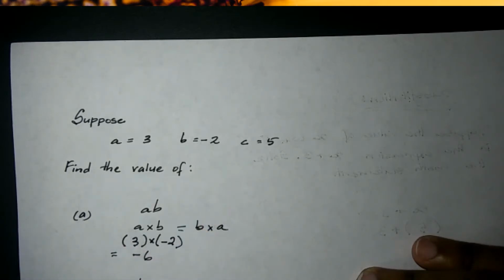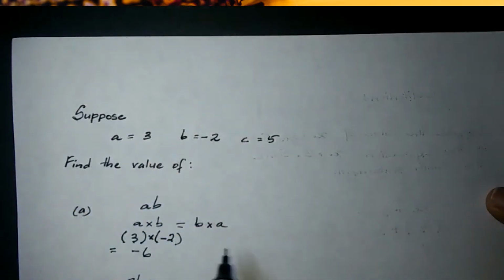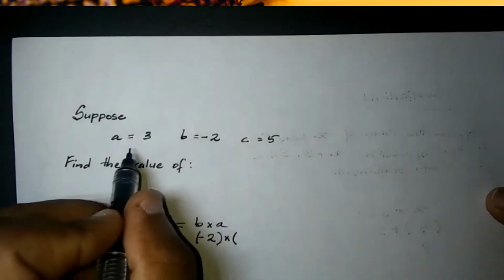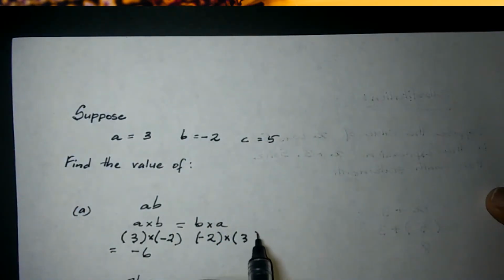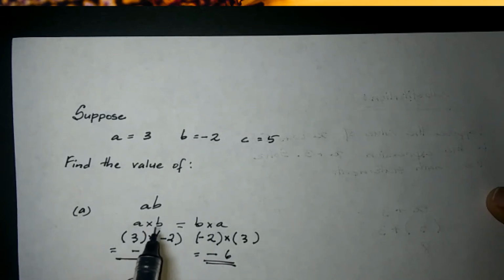Let's try it this way just to prove. What's the value of B? It's negative 2. And I'm multiplying that by the value of A, which is 3. So, a negative times a positive will give us a negative. And 2 times 3 will give us 6. So our answers are exactly the same, which proves that A times B is the same as B times A. Let's look at another example.